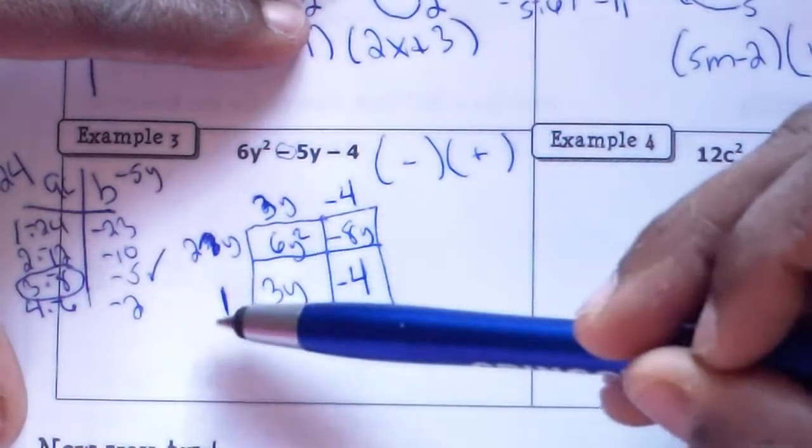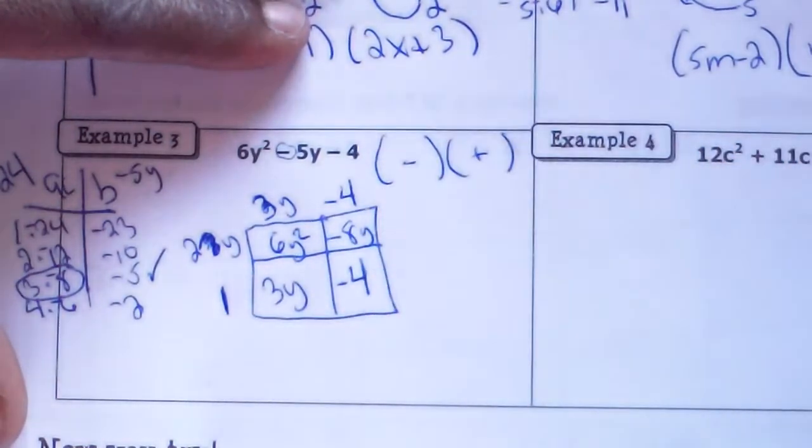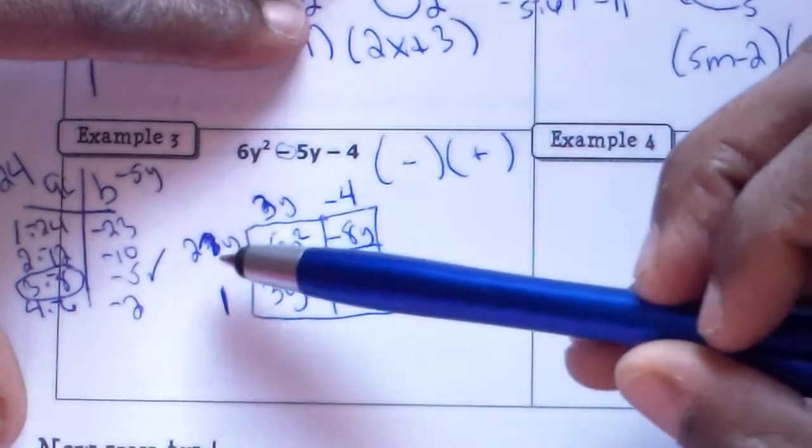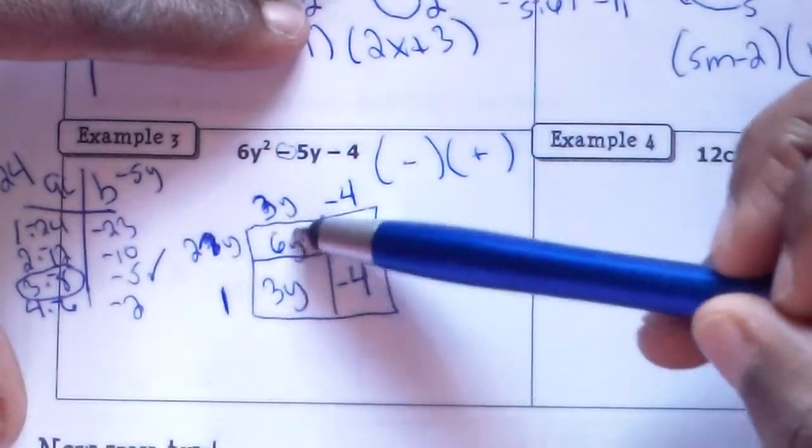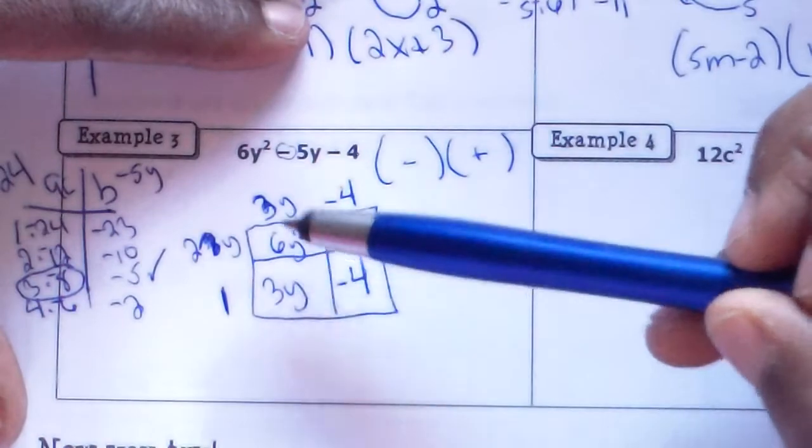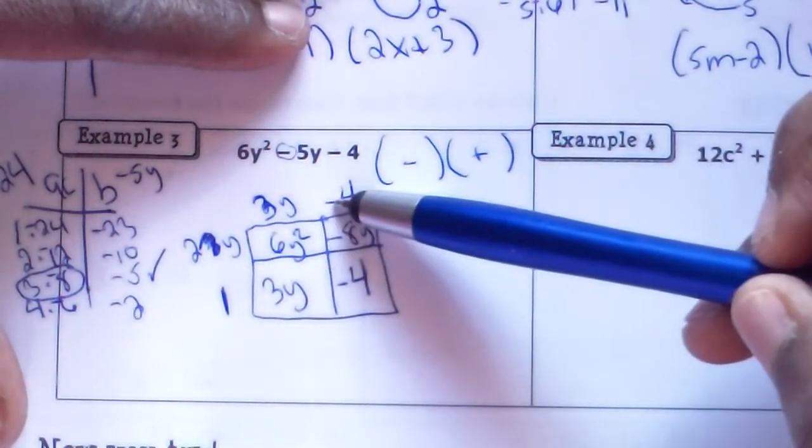3y times 1 is 1. 3y and 1 times -4 is -4. So that's where you have a guess and check. Because if you had used 6y or 1y to get that 6y squared, it wouldn't have worked. You could have flip-flopped the 1 and the 6, still wouldn't have worked.